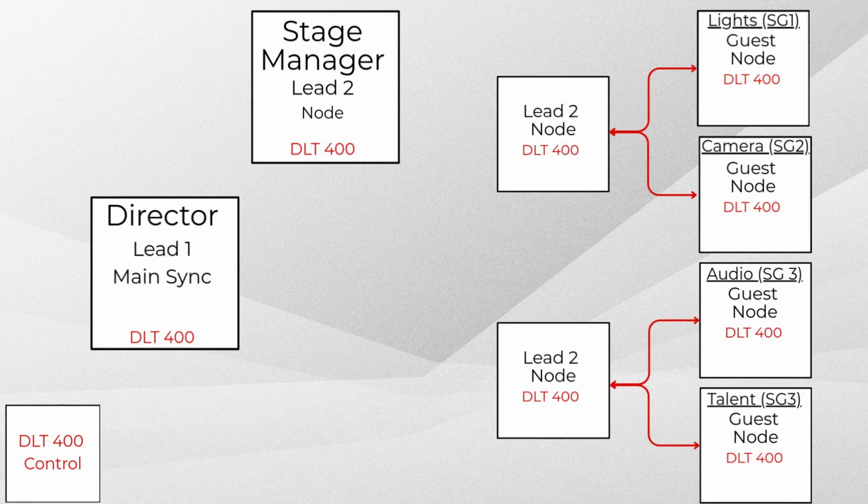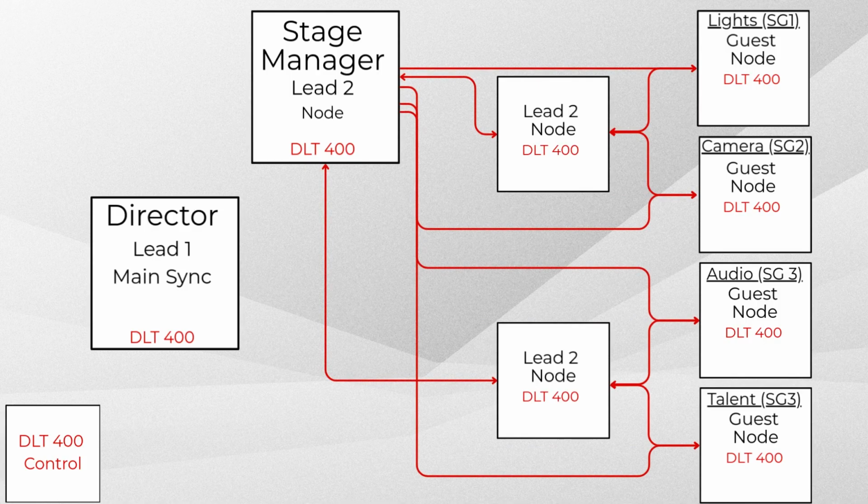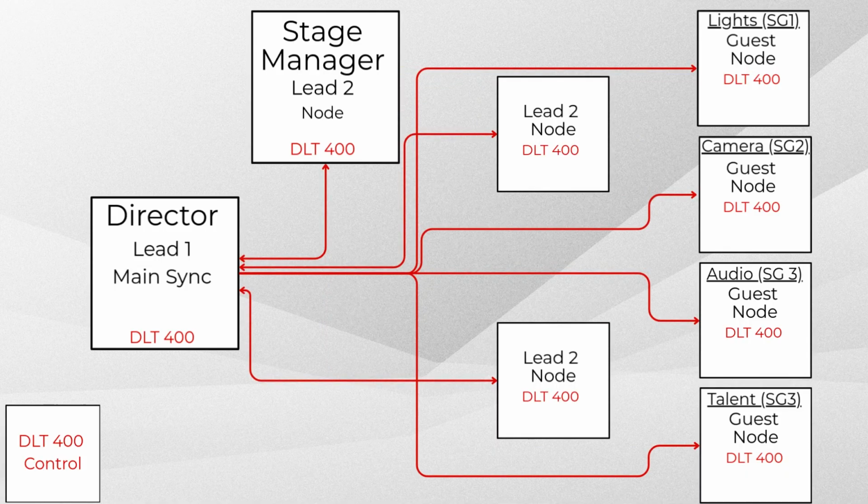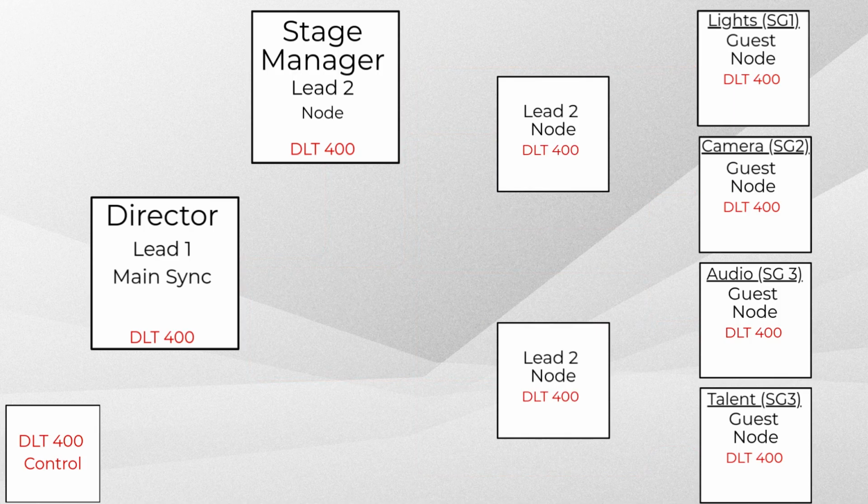This ensures that all 4 subgroups have Lead 2 representation and each team leader can toggle their audio output between the 2 subgroups they're responsible for as needed. This setup supports flexible role-based communication across production teams. Let's walk through how to configure these devices.